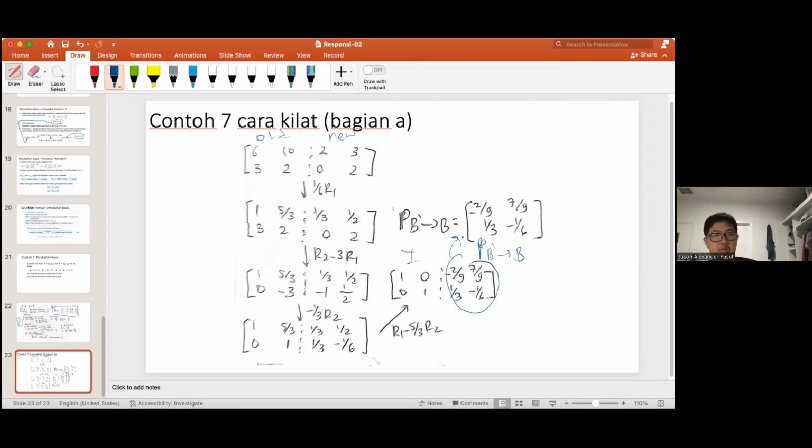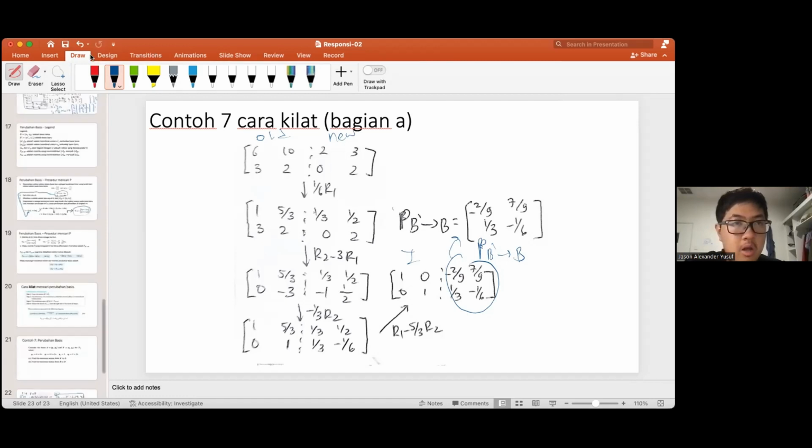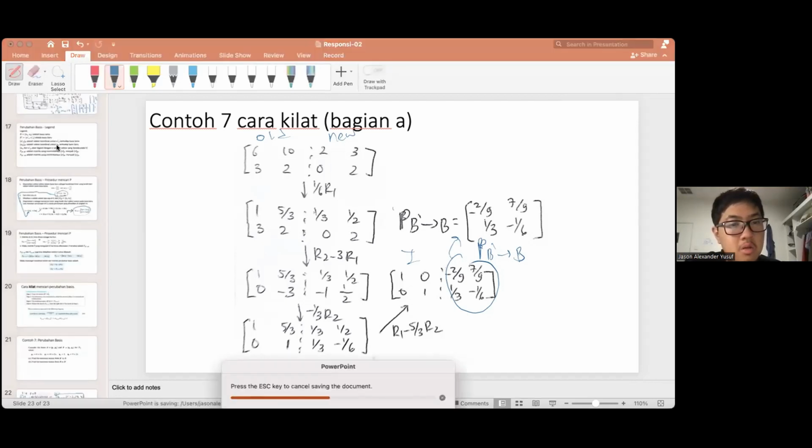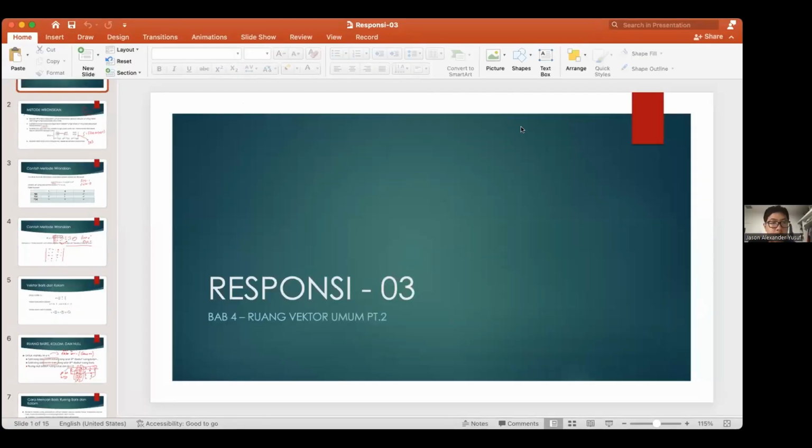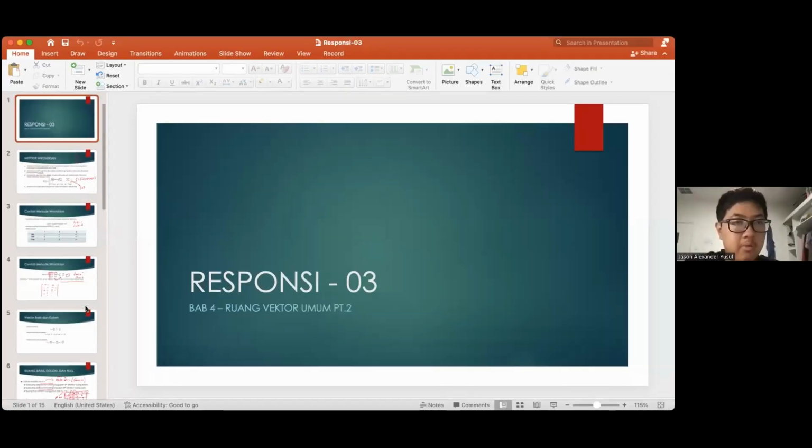It might seem long and confusing, but this is the general procedure. And I've explained it in the best way I can. So I will save this. And I'll reshare again, this is our last one. Okay, I'll be very quick with this.